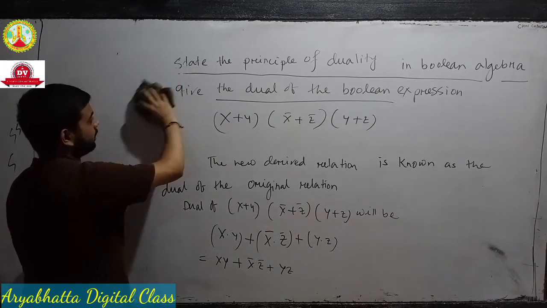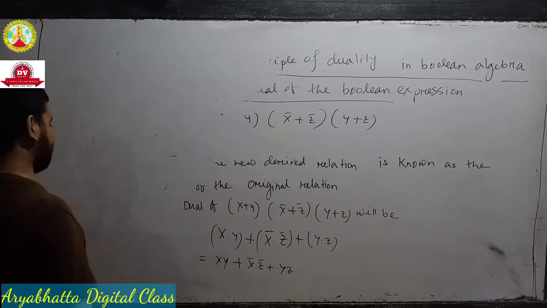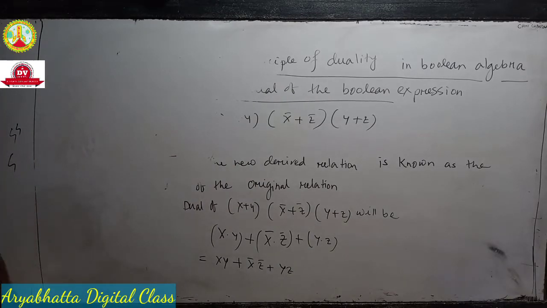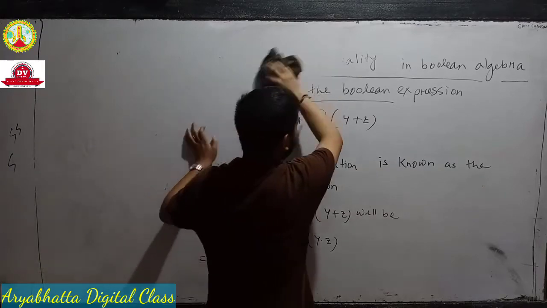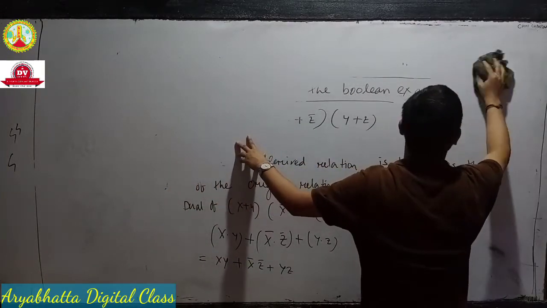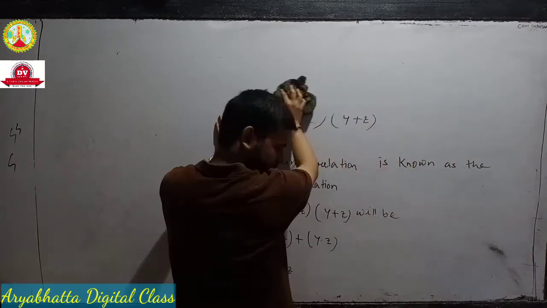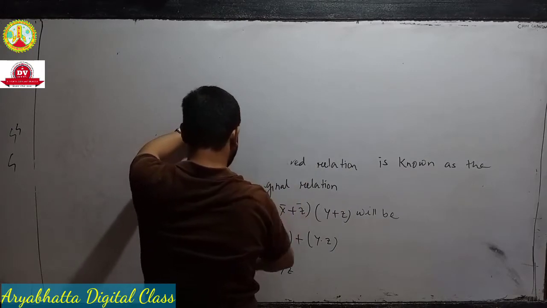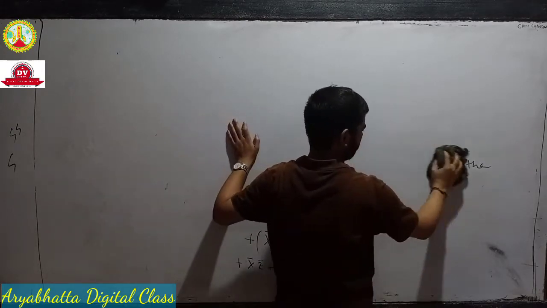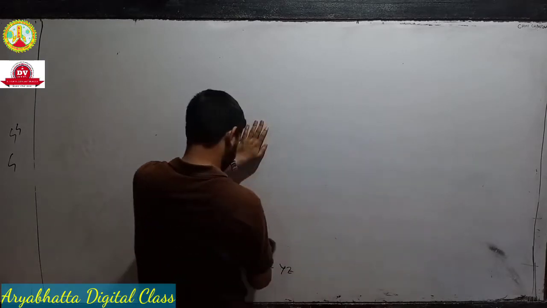The next topic is very important: derivation of Boolean expression. First of all, for derivation of Boolean expression, you need to know a very important thing, minterm and maxterm. Questions from that topic may also come.